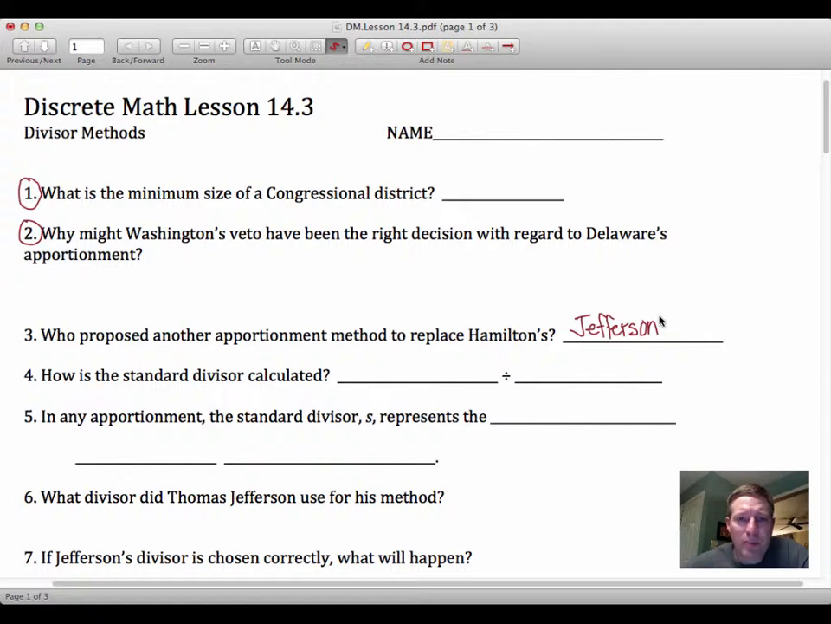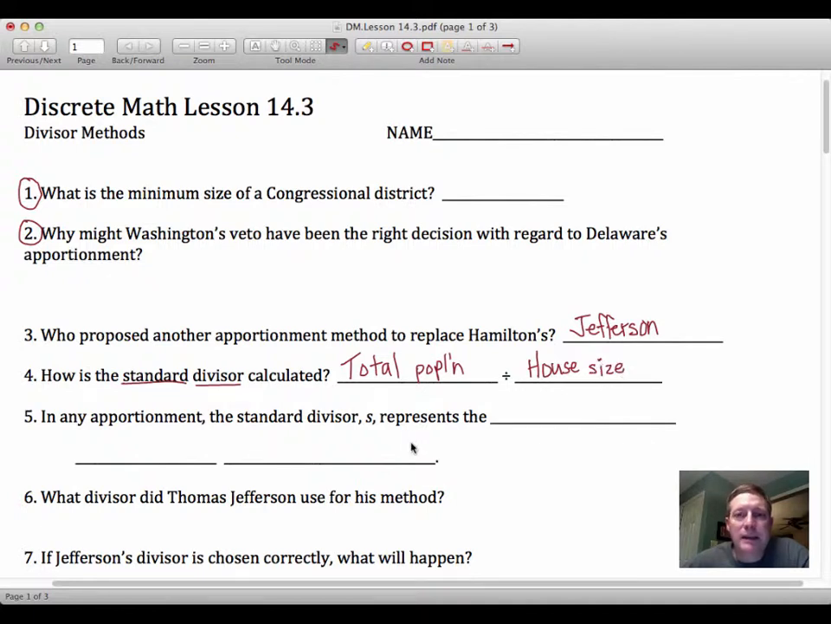But let's review just a couple things. First of all, we typically always want to calculate the standard divisor when we're doing any apportionment algorithm. So the standard divisor, you might remember, is calculated by taking the total population. In this case, it would be the total population of the United States. And we divide by the number of seats in the House. We'll just call that the House size.